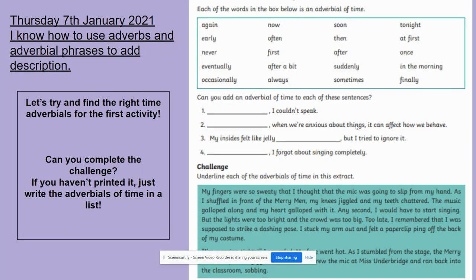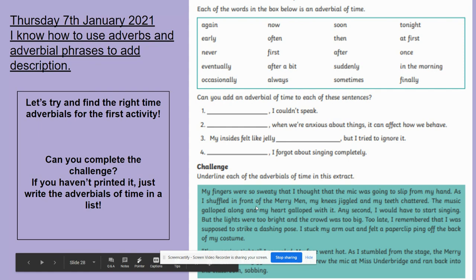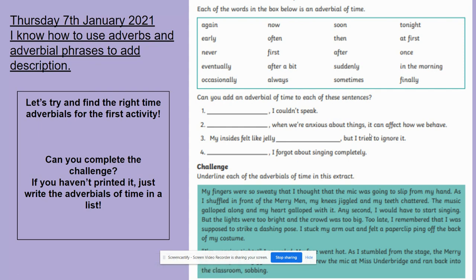So like yesterday, you don't need to print this off. You've got 2 activities here. You've got the first activity and then you've got a challenge. You don't need to print it. You can just write these onto your piece of paper or in your workbook. So here, each of the words in the box is an adverbial of time. So that's telling you when something is happening, when the verb, the doing word is happening.